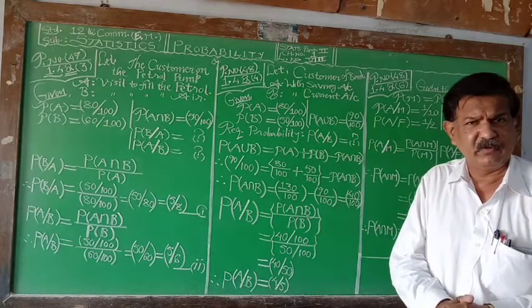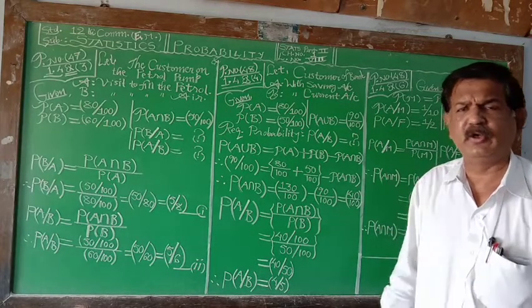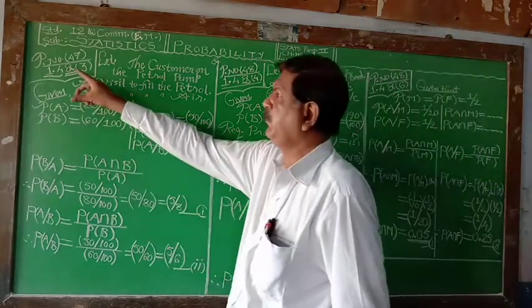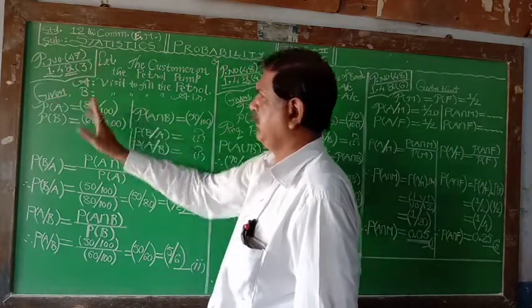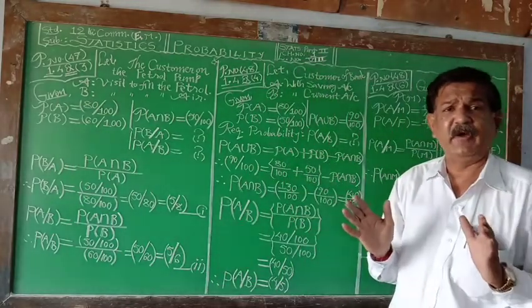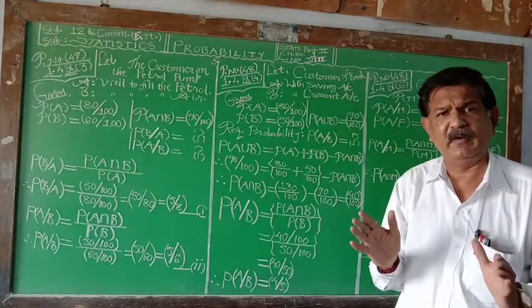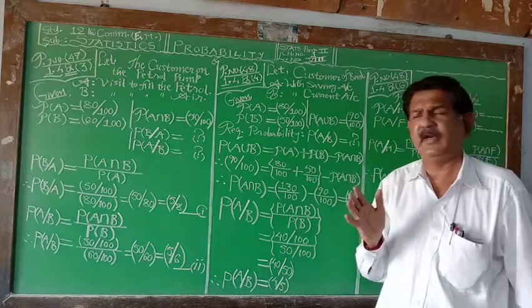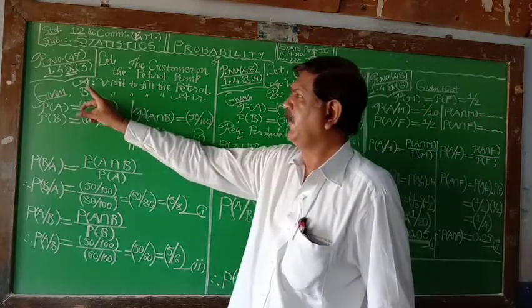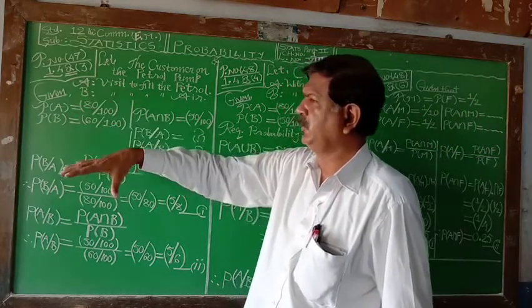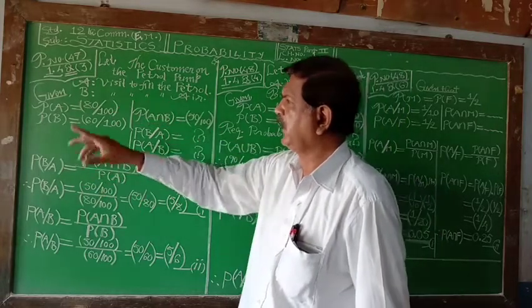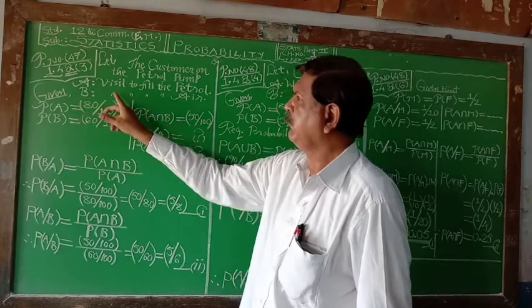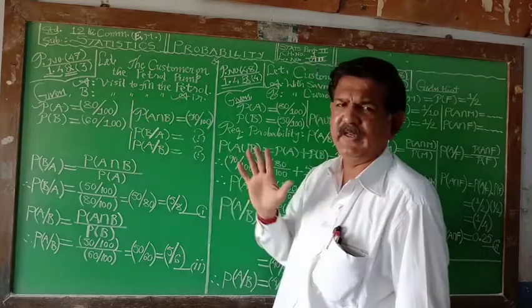In our textbook, Statistics Part 2, see page number 47, section 1.4, example number 3. Read the example, try to understand it, and then solve it. Let A be the event that a customer visiting the petrol pump fills petrol in the vehicle, and B be the event that he fills air in the vehicle.